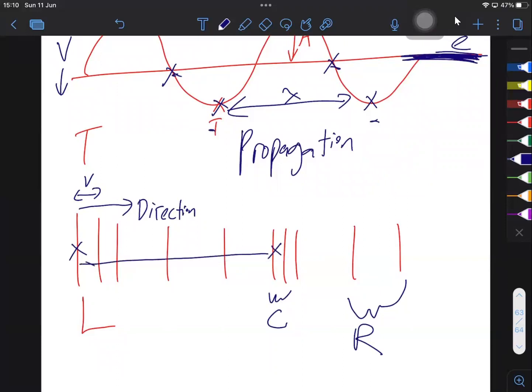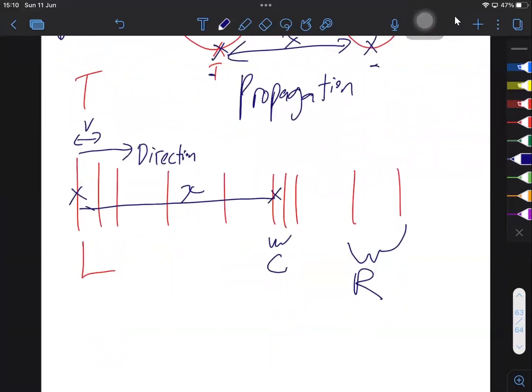So compression and rarefaction. Compression has a definition also. Compression is a region of high pressure, thus the molecules are close together. Whereas in rarefaction, the pressure is lower, thus the molecules are further apart.